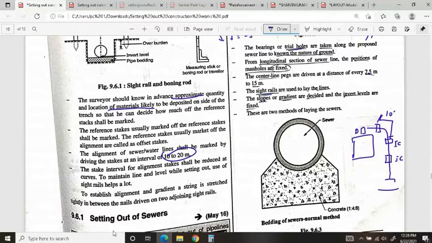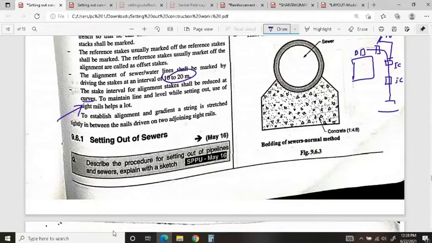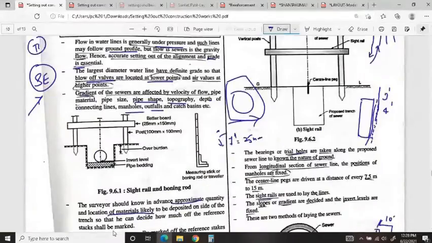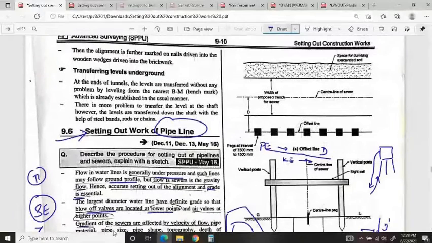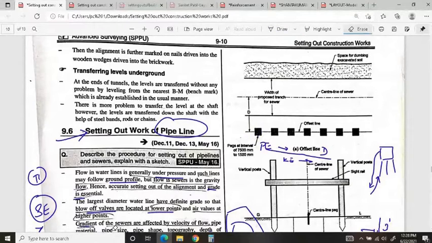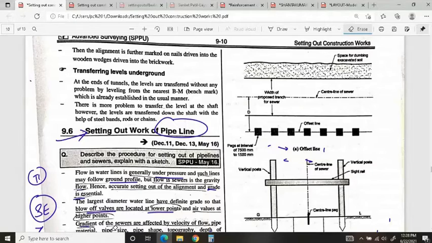The stake intervals for alignment shall be reduced at the curves. Okay, at the curve point we can provide them a bit closer to maintain the line and the level while setting out. Use side rails to help out. Okay, so this one also I will provide on video. Next one, sewer lines are similar to the pipelines. Okay, that much is important. The rest is not important.